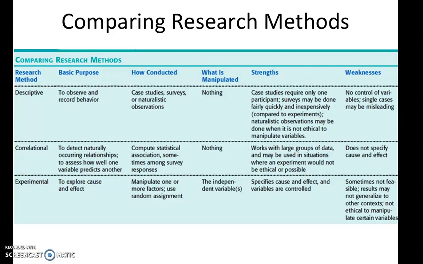So you're looking for causation. So you manipulate one or more factors, right? The independent variable. You use random assignment to get rid of confounding variables or other factors that could influence your study. The importance about this is that it specifies its cause and effect and the variables are controlled.